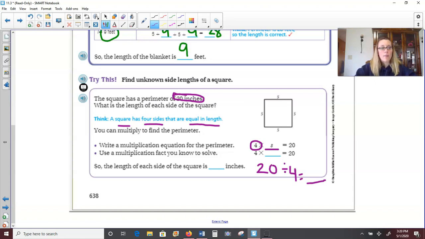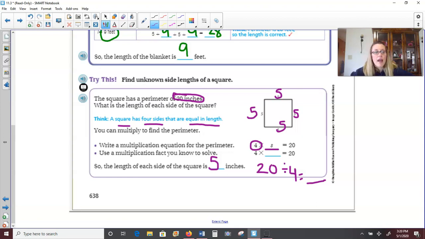We know that multiplication and division are inverse operations, so we could use either way of thinking about this to solve the problem. But hopefully you're thinking right now 5 would be the answer for each side length. And if we put 5 in on each side, again, because this is a square, all equal sides, and even some of my 5s look like S's, we get 5, 10, 15, 20. So 20 is our perimeter, which is what they told us.